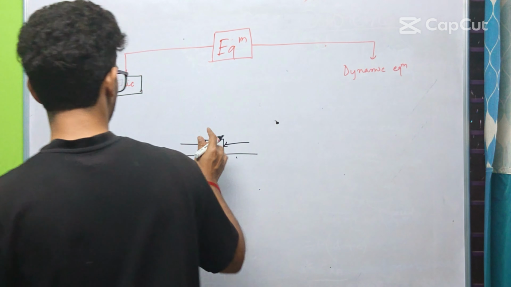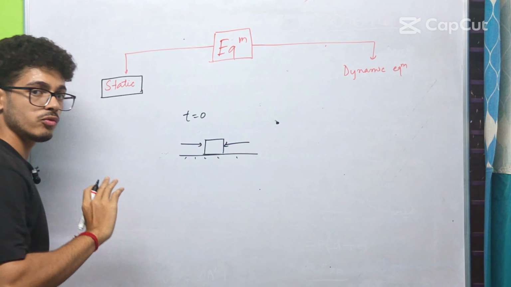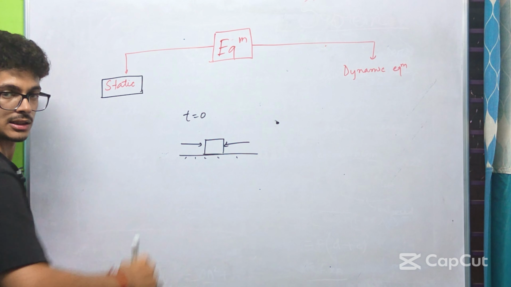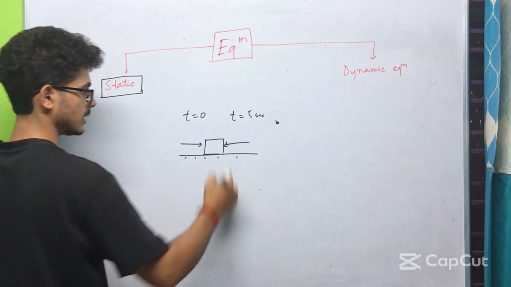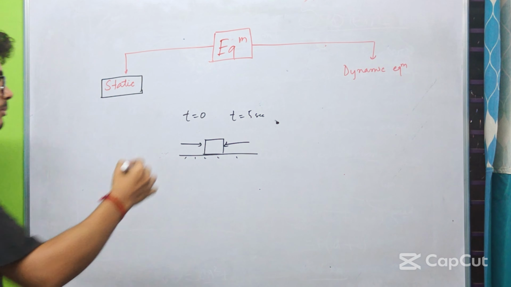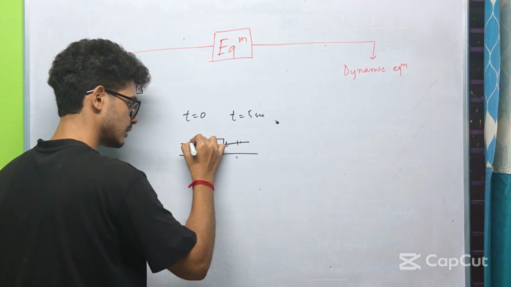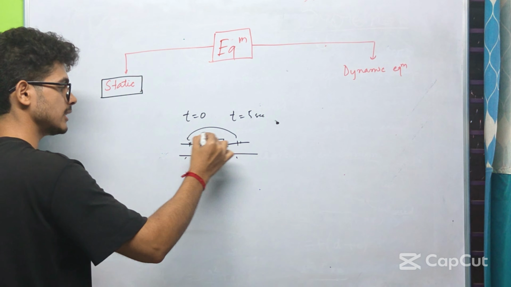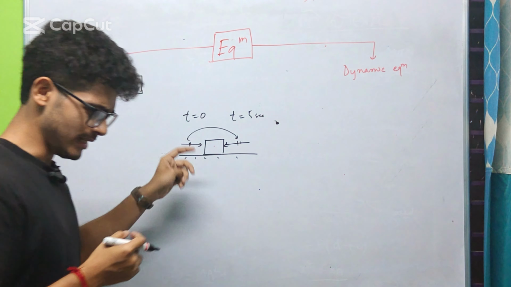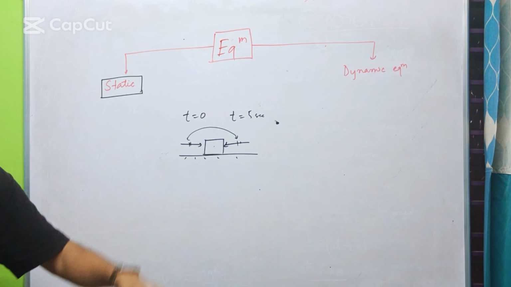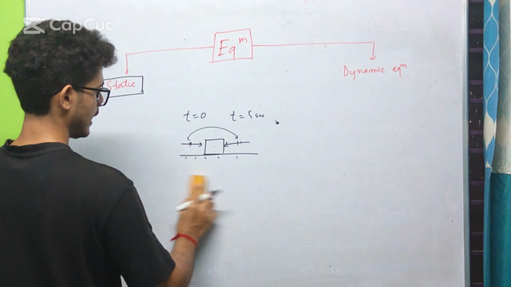Okay, so the body was initially at rest at time t0 when there was no force acting. The body was at rest, and at time, let's say t equal to 5 seconds, after the application of force, the body is still at rest. We have applied two forces in opposite directions and the forces get balanced by each other. So the body is still at rest. It is not showing any motion. That means the body is in static equilibrium because its ultimate state is at rest.